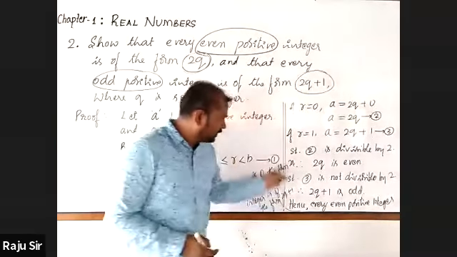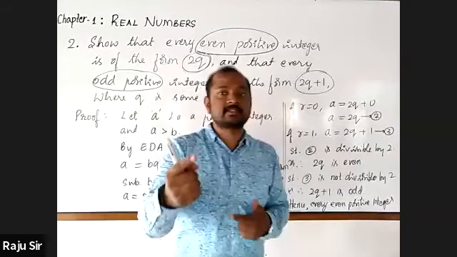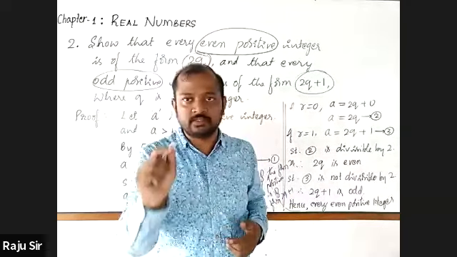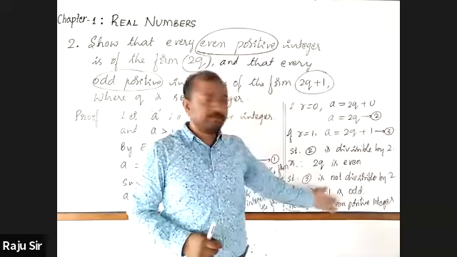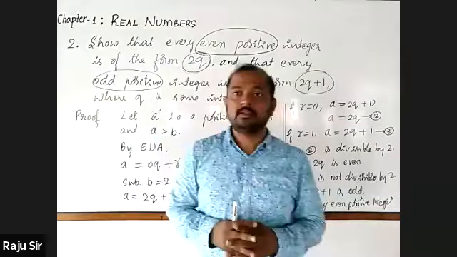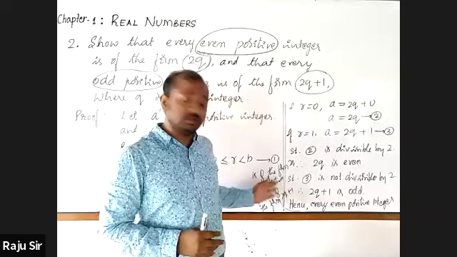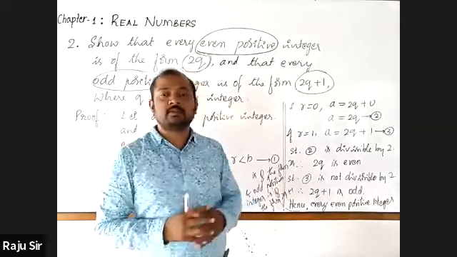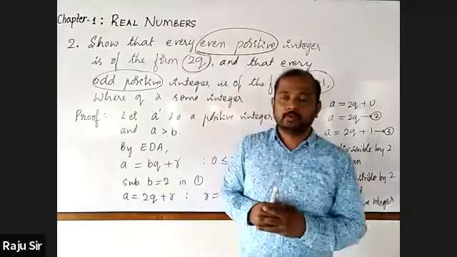It may not be visible to you clearly, hence I am making the statement. Please do write the same. Final conclusion: hence every even positive integer is of the form 2q, and odd positive integer is of the form 2q plus 1. Hope that you all have understood.